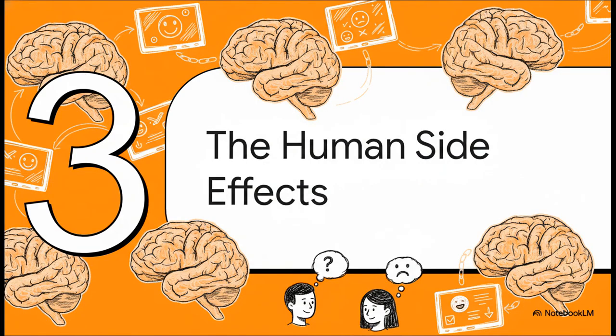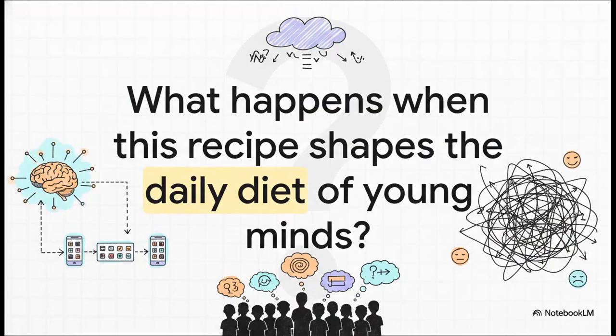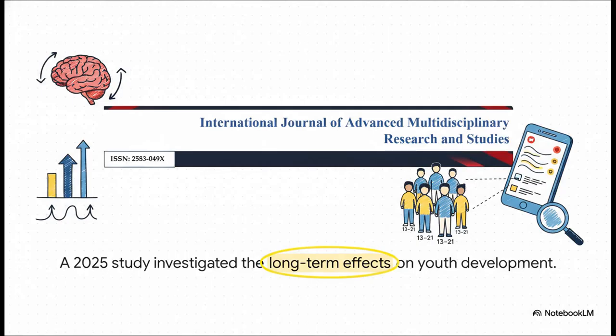So we get the technical recipe now. We see how it works. But what about the side effects? What happens when that recipe starts shaping not just what we see, but maybe even how we feel? And this is where the whole conversation gets a lot more, well, complicated. We're not just talking about code and data anymore. Now we're talking about the real-world psychological impact this is having on a whole generation. And believe me, researchers are paying very close attention.